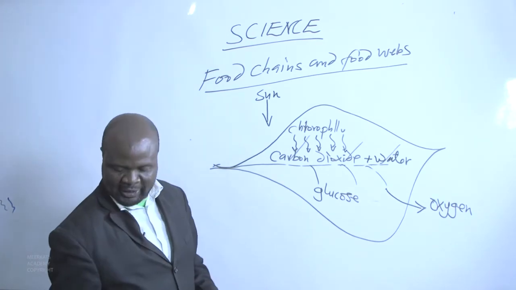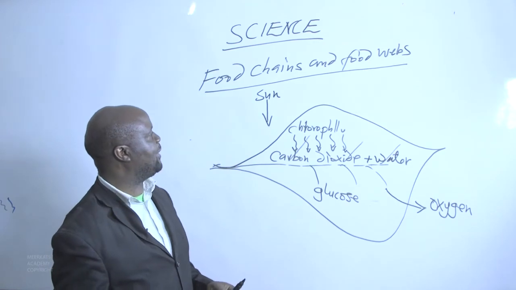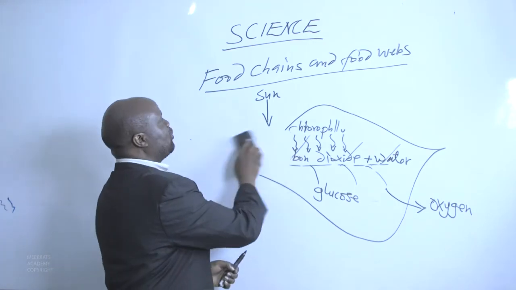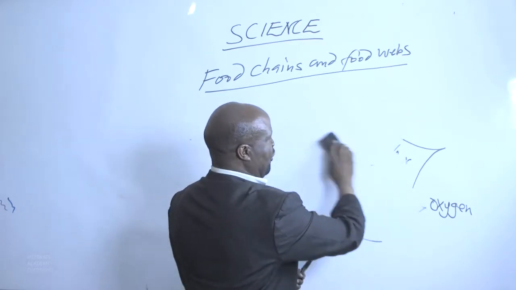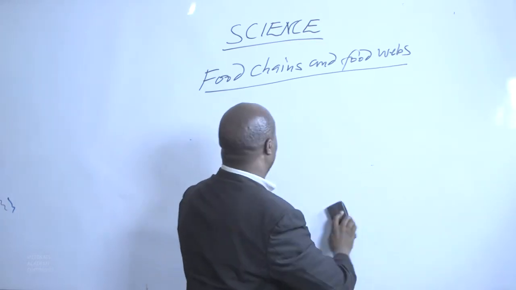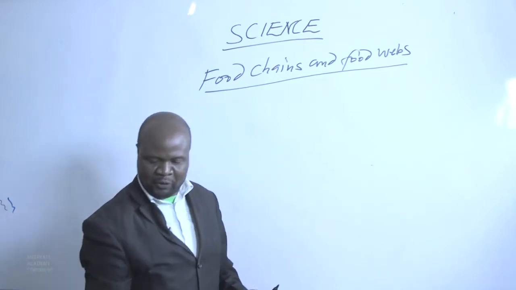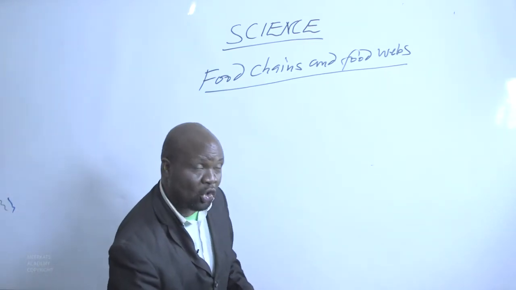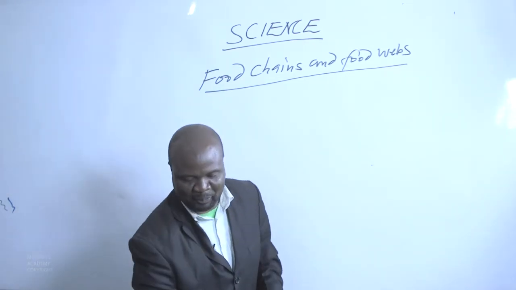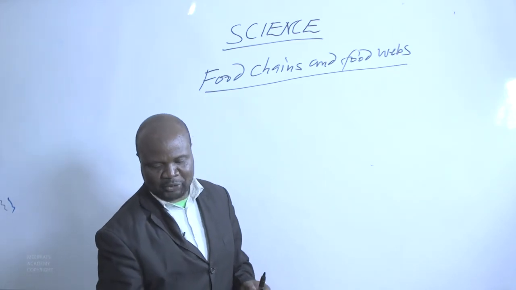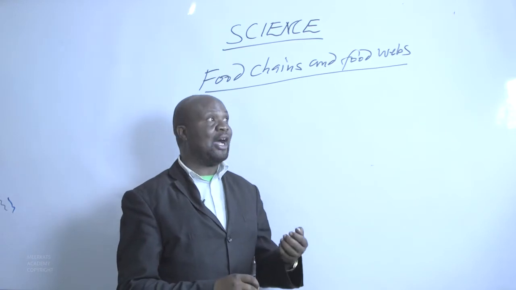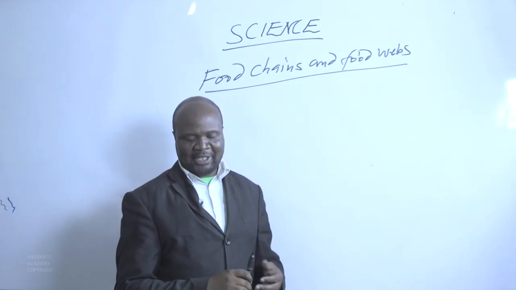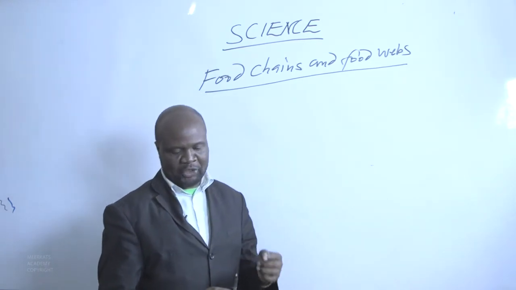So, in simple terms, we are saying plants are able to manufacture their own food, but animals don't. Animals don't manufacture their own food. They get their food by eating plants or eating other animals. So we are saying animals cannot produce their own food. They must eat plants or other animals to get the energy and nutrients they need.